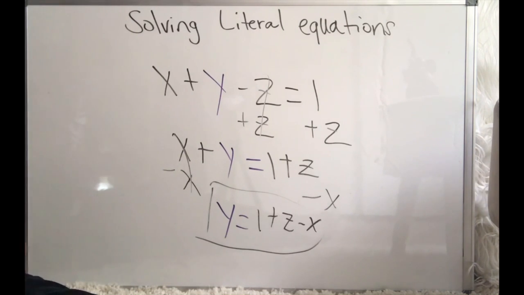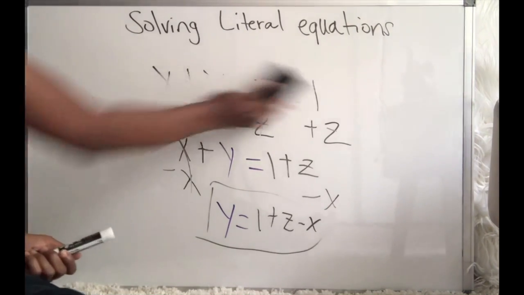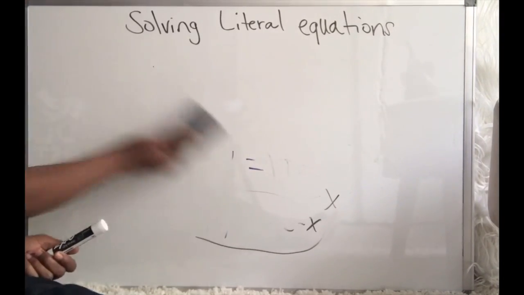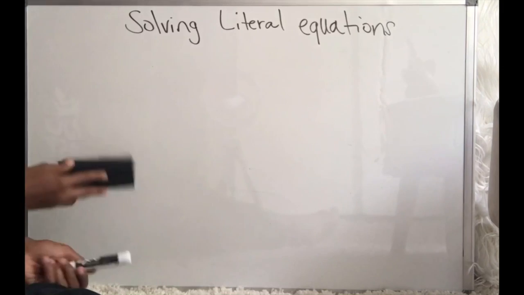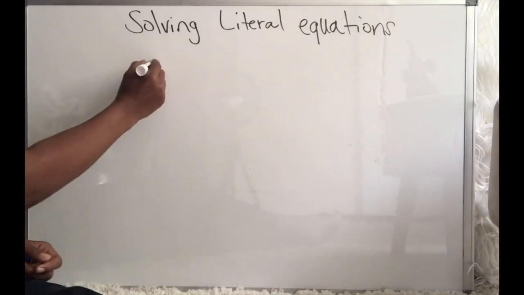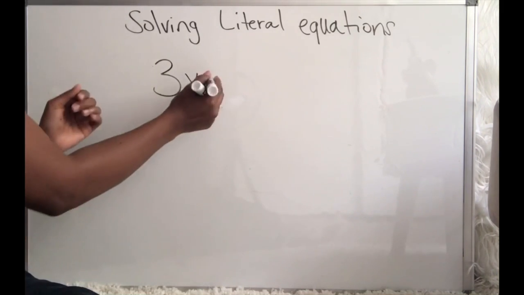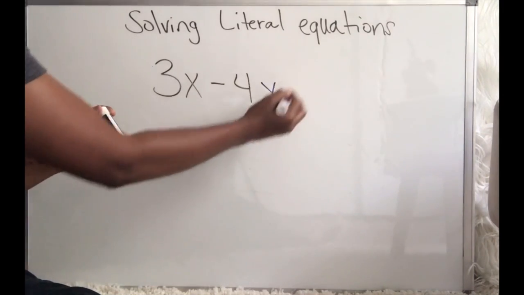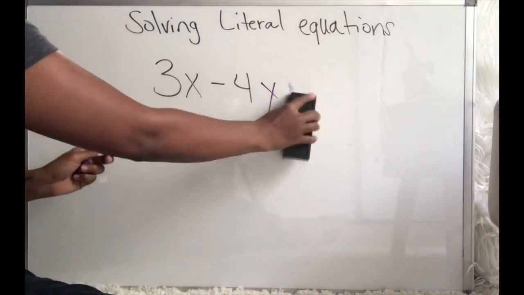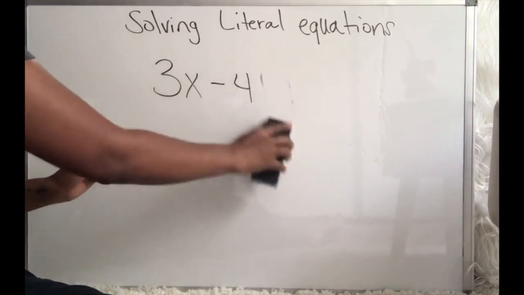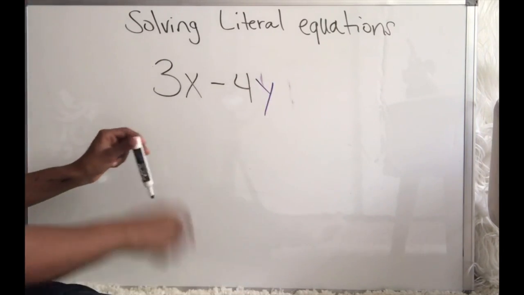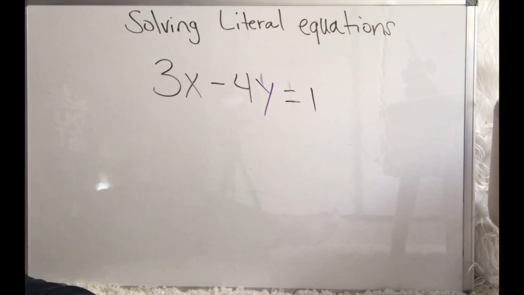Now, since you watched this one, you're going to work one out with me. This one is going to have coefficients. So it gets a little tricky, but not too tricky where you can't solve the problem. So we have 3x minus 4y equals 1. As you can see, I wrote everything in one color, and the variable I'm solving for in a different color.